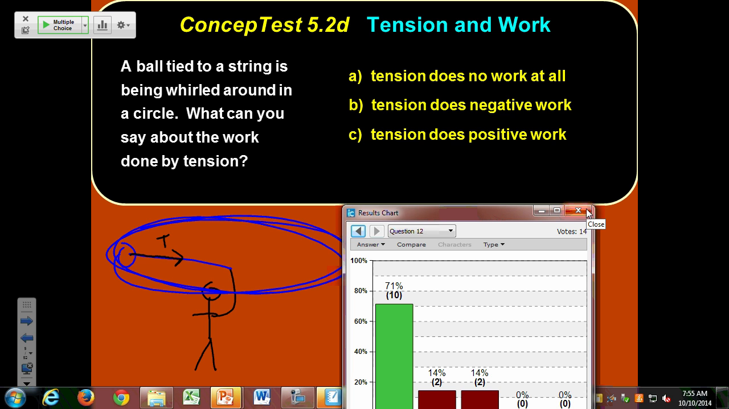Why is A the right answer? It does no work. Right, there is a displacement. It's moving, but the displacement and the force are perpendicular. So my displacement at any one time is tangent to the circle. So my displacement would be that direction, not down, but out of the page. And my tension is perpendicular to that always. We'll get into that in circular motion, which we'll get to in a couple of chapters.